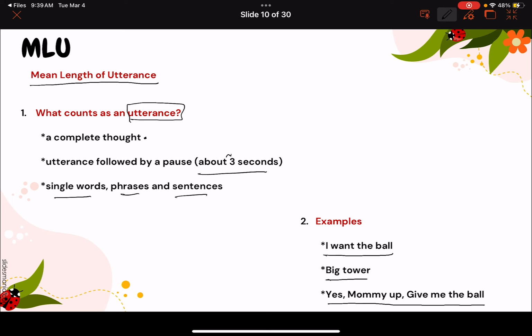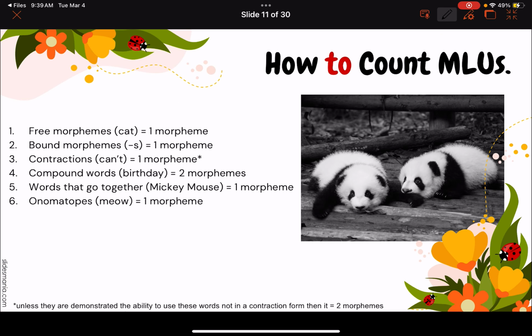So really that pause is our barrier for when one utterance is going to move on to the next utterance. So we want to think about that when we're breaking down utterances. Okay, so that's kind of the basics of how we break that down. And we're going to practice this some more.